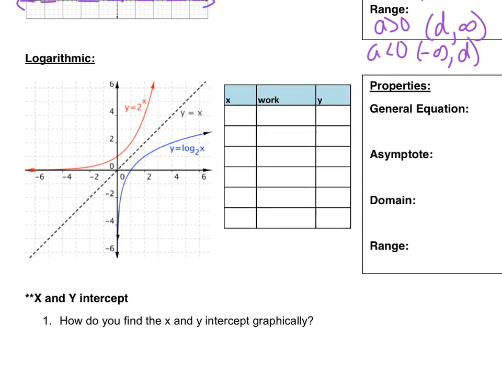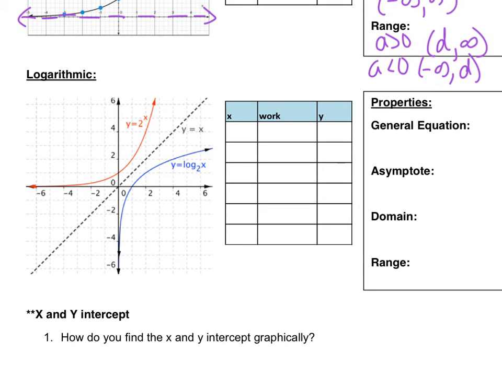Okay. All right, so if we look at logarithmic, remember that logarithmic and exponential functions are just inverses of one another. So that means that it's flipped over the line y equals x. Okay. So the general equation would be y equals log base b of x. Okay. And in this example, the asymptote would be x equals 0.